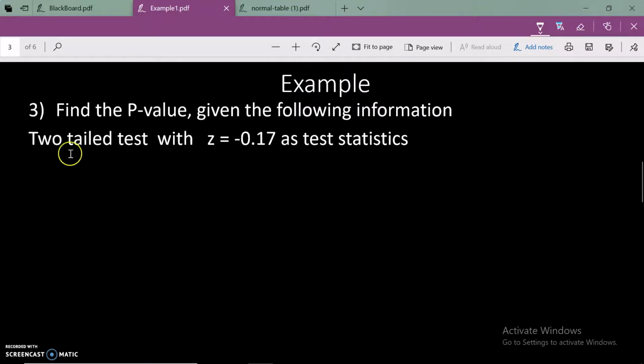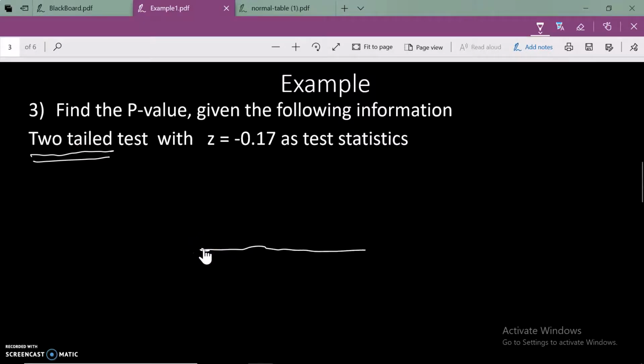Let's see another example. Find the p-value given the following information. This time you have a two-tailed test with z equal to minus 0.17 as a test statistic. In the previous examples we had a left-tailed test, then a right-tailed test, but now we have a two-tailed test. When we have a two-tailed test, you have to be a little careful calculating the p-value. We have to double something. Let me show you what I'm trying to say.